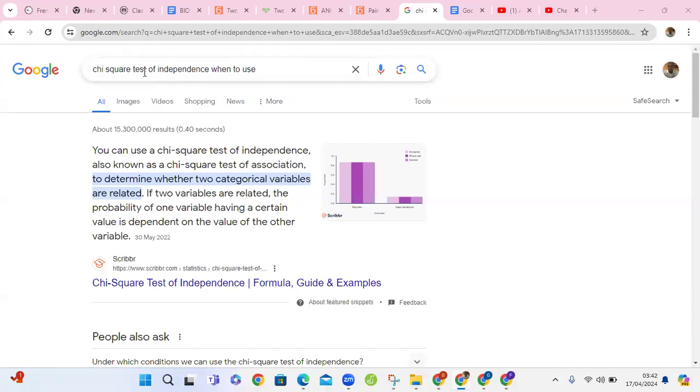So a quick search reveals that you can use a chi-square test of independence, also known as a chi-square test of association, or better said, no association, to determine whether two categorical variables are related. If two variables are related, the probability of one variable having a certain value is dependent on the value of the other variable. So it's whether or not there is an association between two qualitative variables. That's when you use the chi-square test for independence or no association.